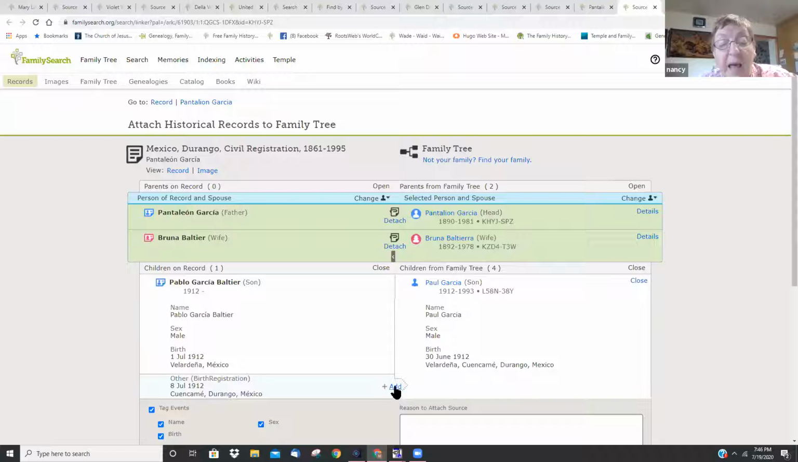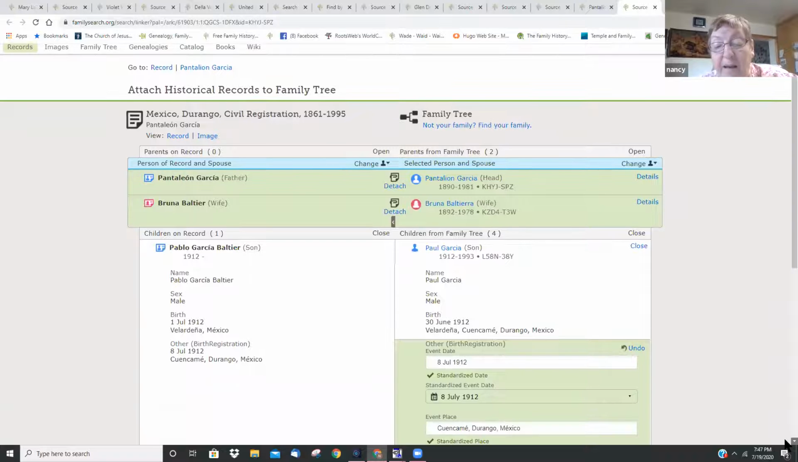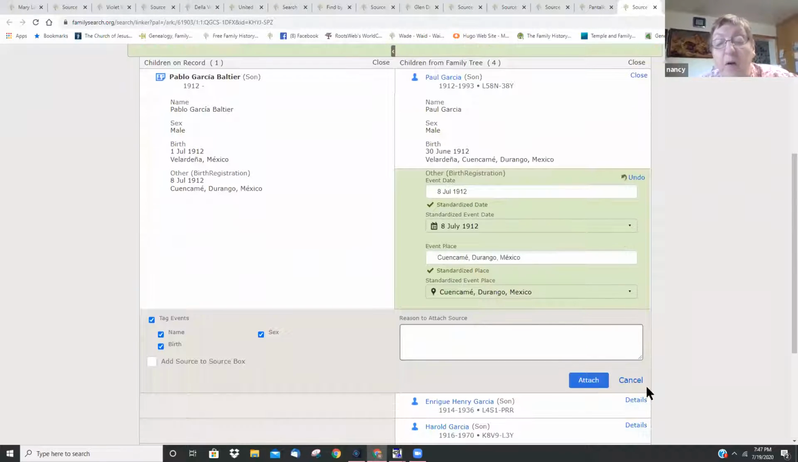So as we look closely at the record first and then at the image, we can see that he was born the 1st of July, but that the birth certificate wasn't processed until the 8th. So we can add that if we want to, by clicking on that little add button. And then we can add a reason to attach source.